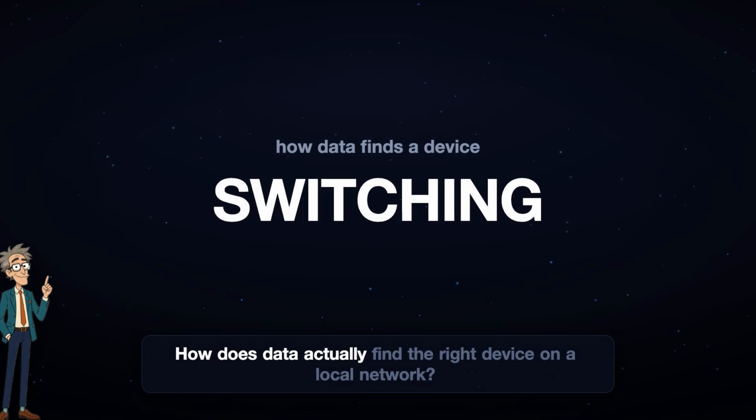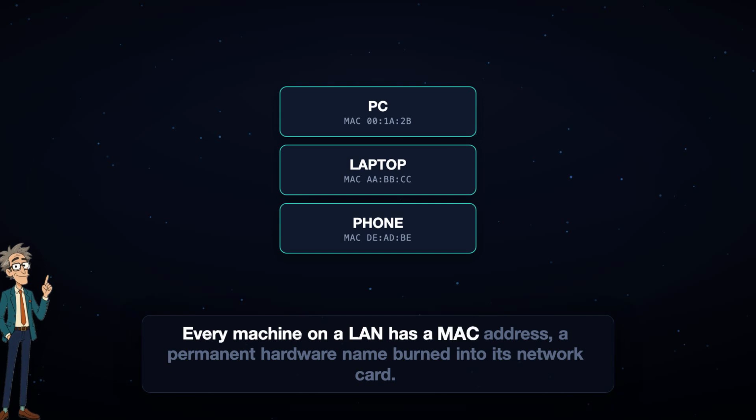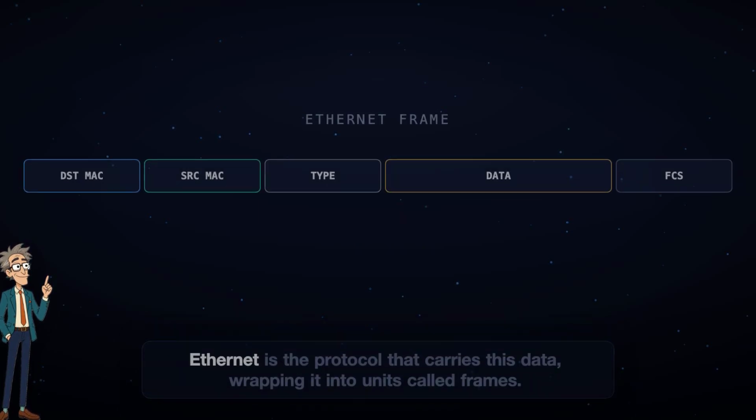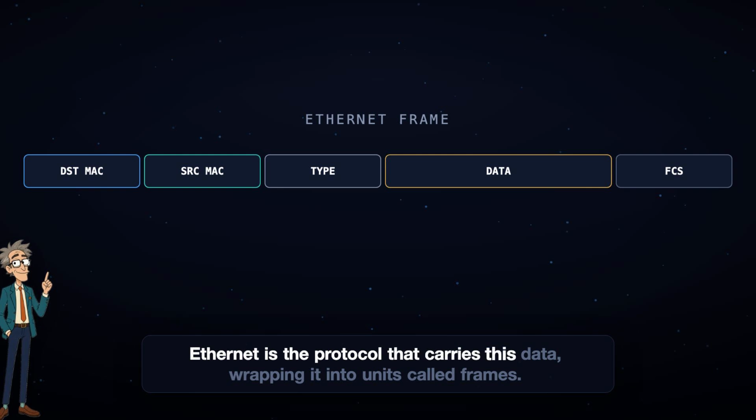How does data actually find the right device on a local network? Every machine on a LAN has a MAC address, a permanent hardware name burned into its network card. A MAC address is 48 bits long, usually written as 6 pairs of hex digits. Ethernet is the protocol that carries this data, wrapping it into units called frames.